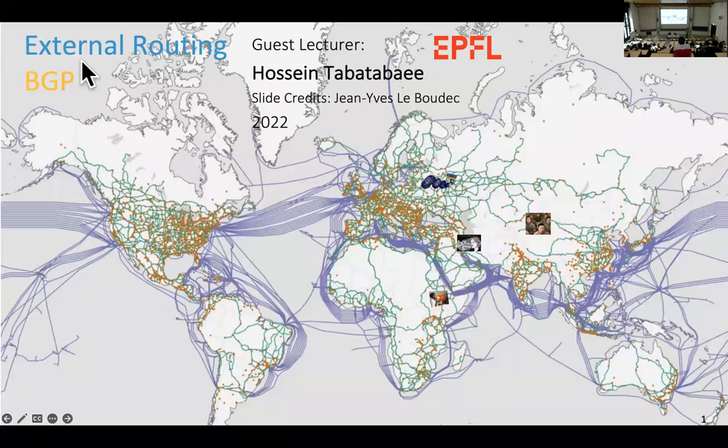And the topic today is external routing, or BGP. Today we'll see, when you sit in a router, how you could find your way through the internet to any destination anywhere in the world.